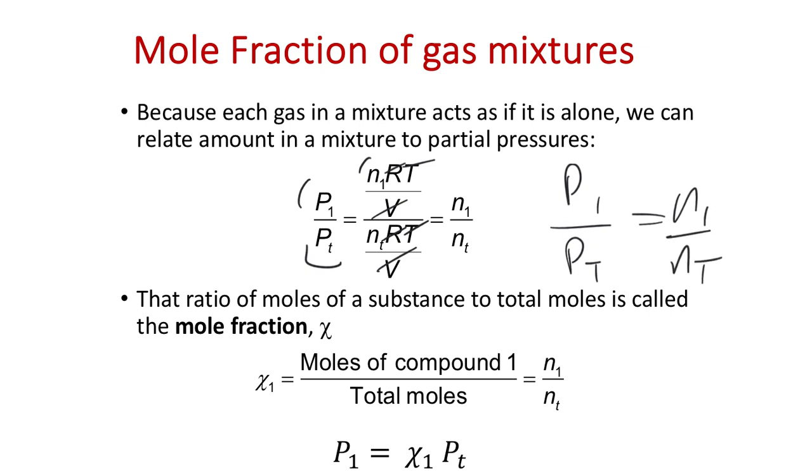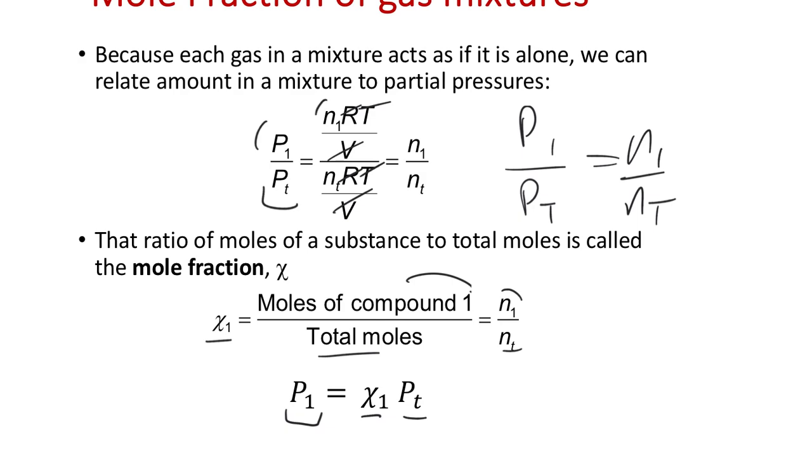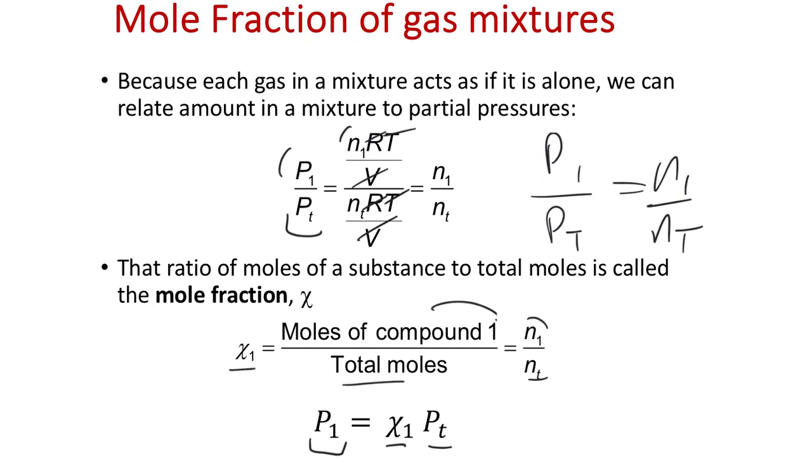Now, we can define the mole fraction to be the moles of a component over the total moles. So the ratio of moles of a substance compared to the total moles is the mole fraction. The fraction that is compound 1 would be the moles of compound 1 over the total moles, just a simple ratio, N1 over NT. Then we can rearrange so that the partial pressure of one of the components is the mole fraction of that component times the total pressure. And so this here is Dalton's law of partial pressures. It's a relationship of the mole fraction compared to the total pressure to calculate the individual partial pressure.